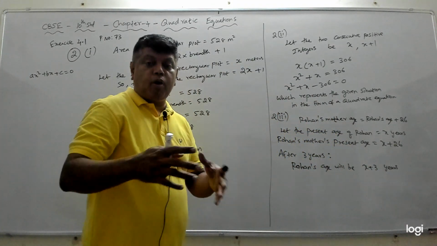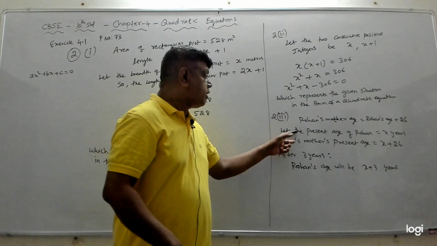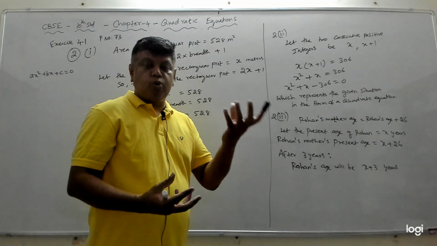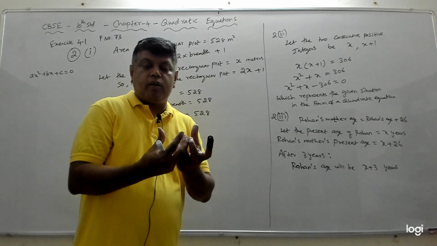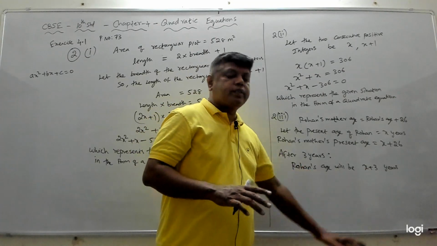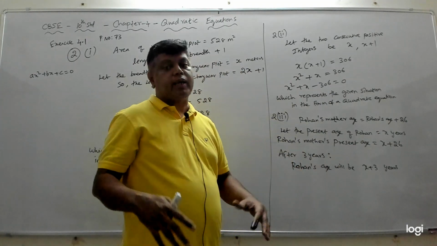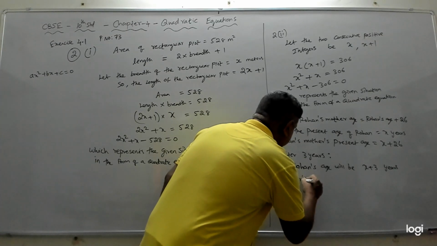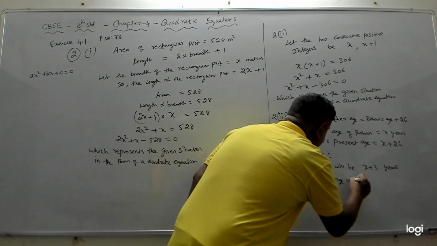Because they say the product of their ages after 3 years from now is 360. They are not saying the product of the current age is 360. They are saying if you find their age after 3 years, both Rohan's age and his mother's age, and then multiply those two ages, you will get 360. So we should find Rohan's age after 3 years. Presently he is x years, so after 3 years he will become x plus 3. Then we should find his mother's age, also after 3 years.